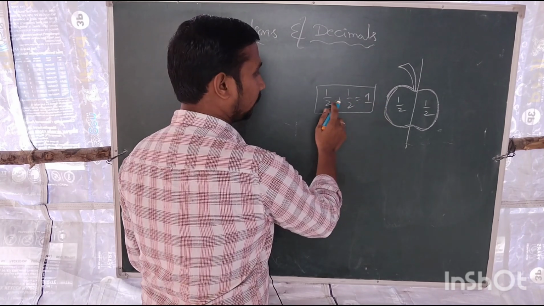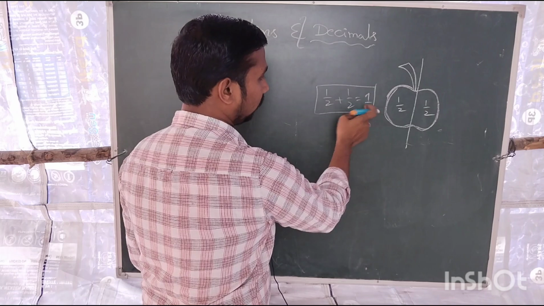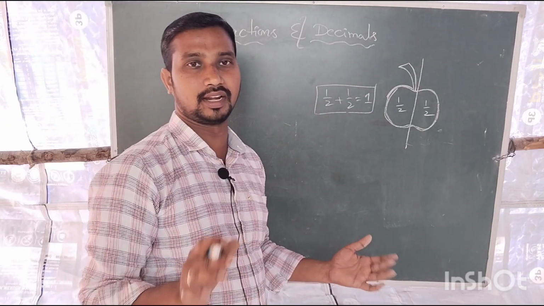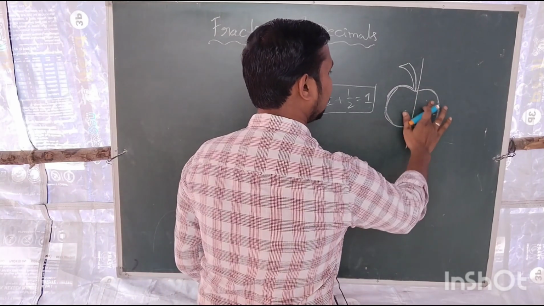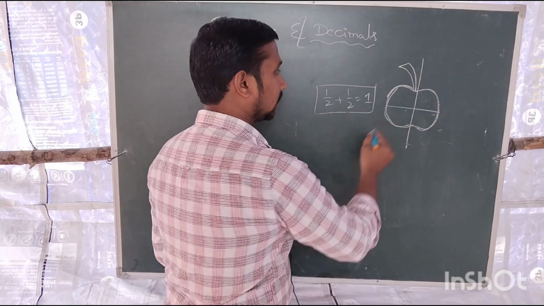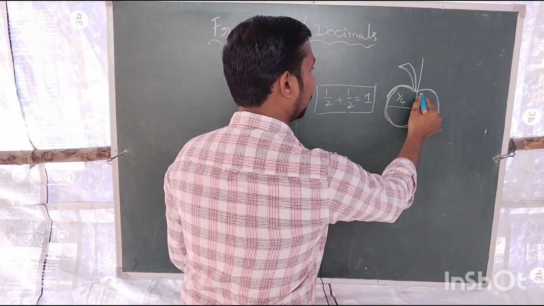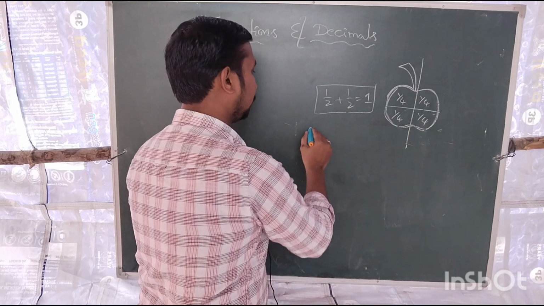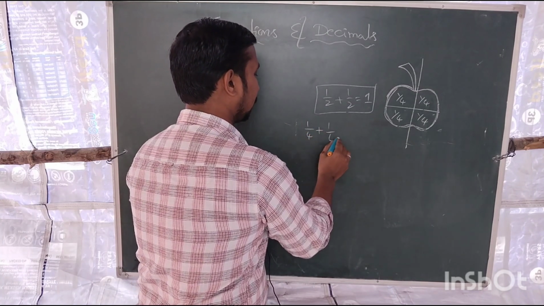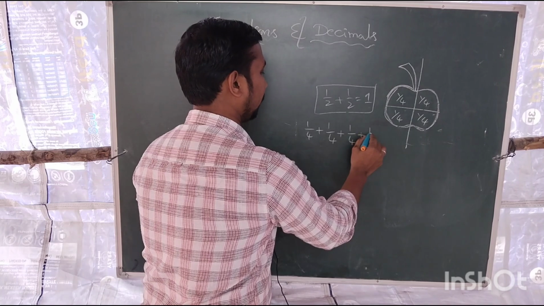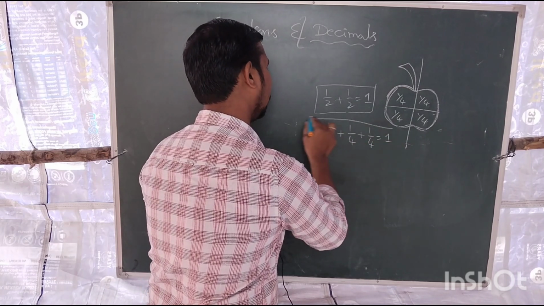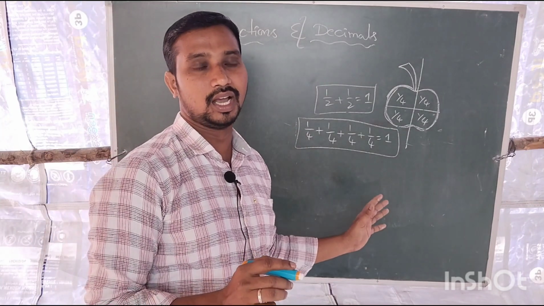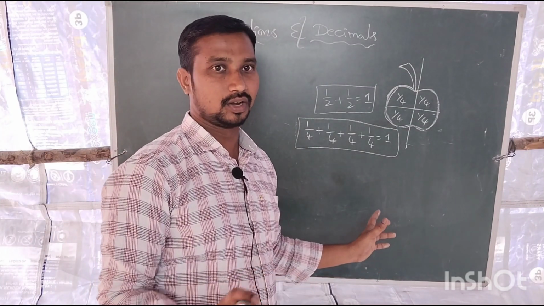It is the part of a whole. This is the definition for the fraction. For example, if 4 members are there in your family, it means you have to divide this apple into 4 parts. That is called 1 by 4 part, 1 by 4 part, 1 by 4 and 1 by 4. 4 parts you are dividing. 1 by 4 plus 1 by 4 plus 1 by 4 plus 1 by 4 is equal to the full apple. So this is the justification, with examples, for what a fraction is. Okay children, what is the fraction?